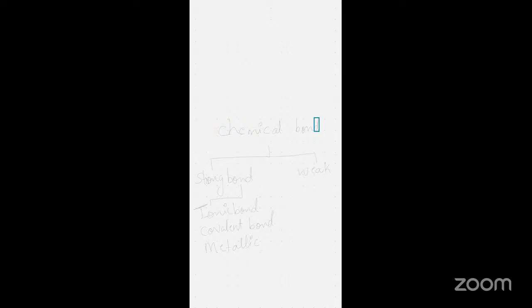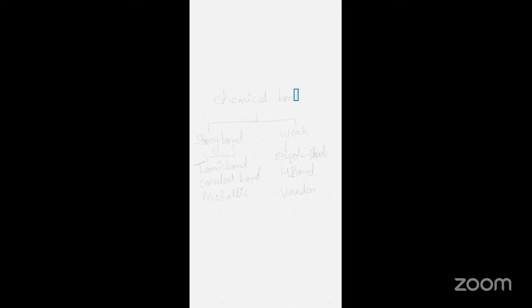Coming to your weak bonds, you know very easily: dipole-dipole interaction. Any idea about dipole-dipole interaction? Hydrogen bond, your van der Waals forces. Maybe you have studied in your intermediate, sigma bond, pi bond, which are present in your hydrogen bond, right?